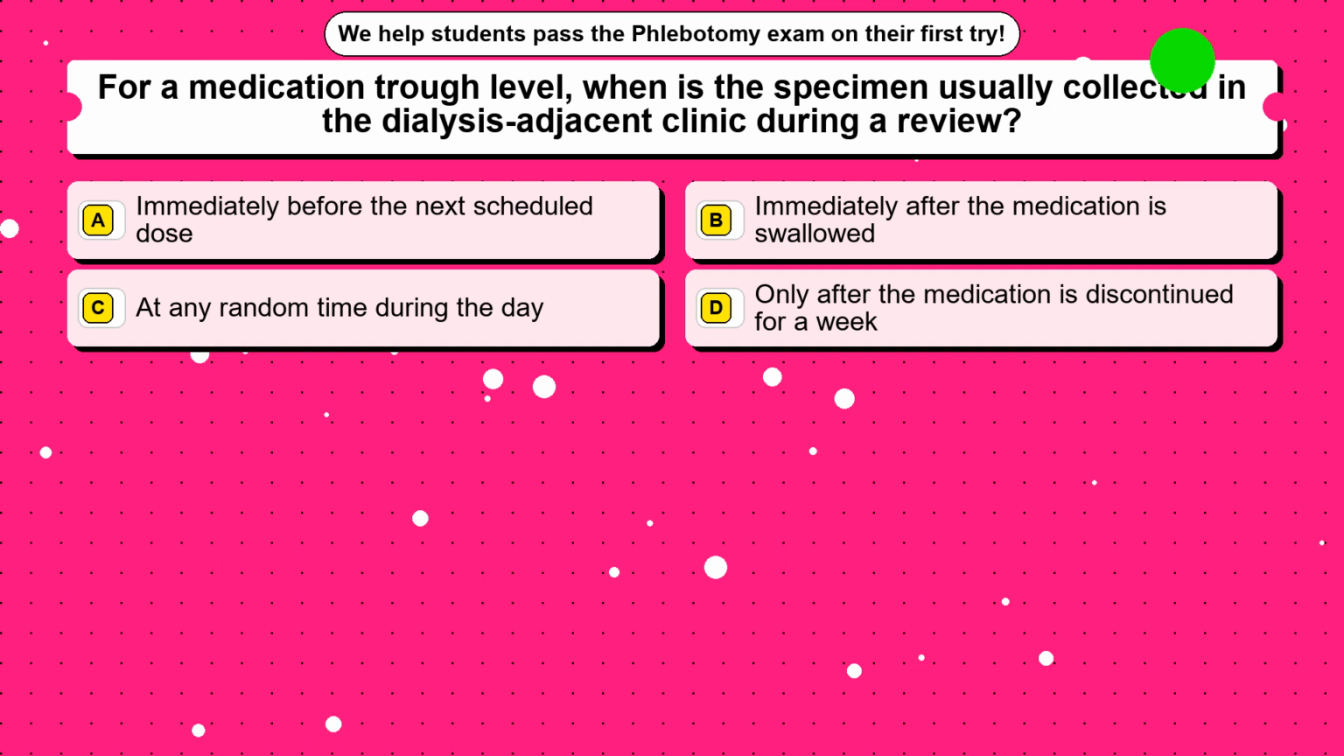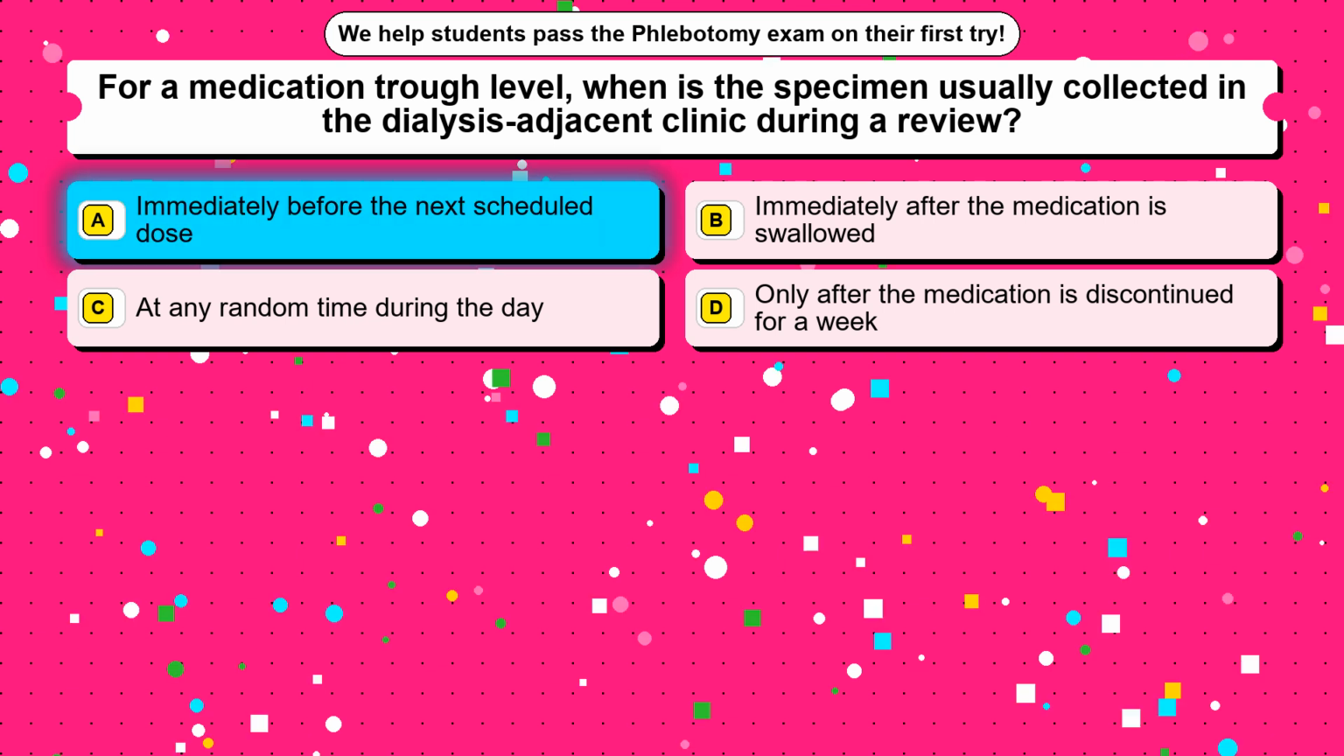Question 48. For a medication trough level, when is the specimen usually collected in the dialysis adjacent clinic during a review? Option A, immediately before the next scheduled dose. Option B, immediately after the medication is swallowed. Option C, at any random time during the day. Option D, only after the medication is discontinued for a week.